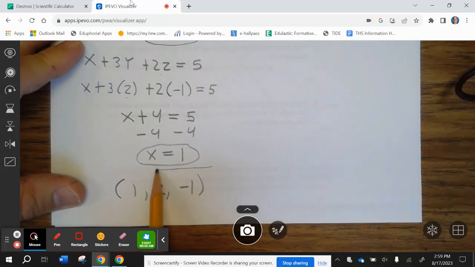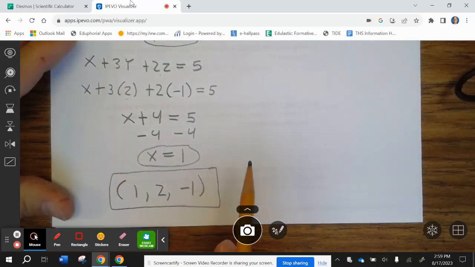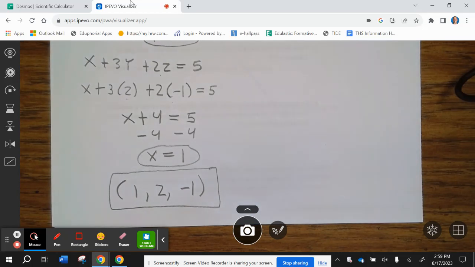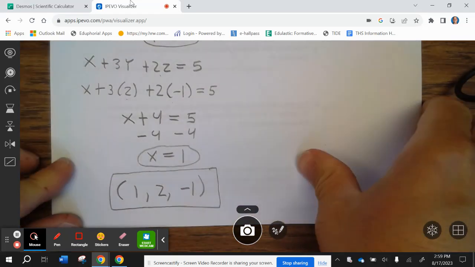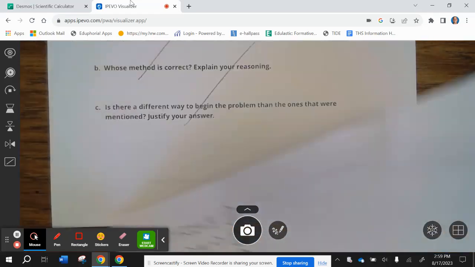All right, go ahead and finish that up. All right, let's take a look at the next page.